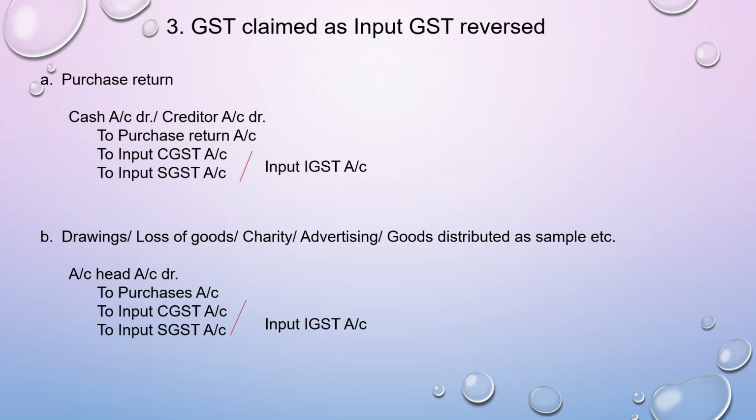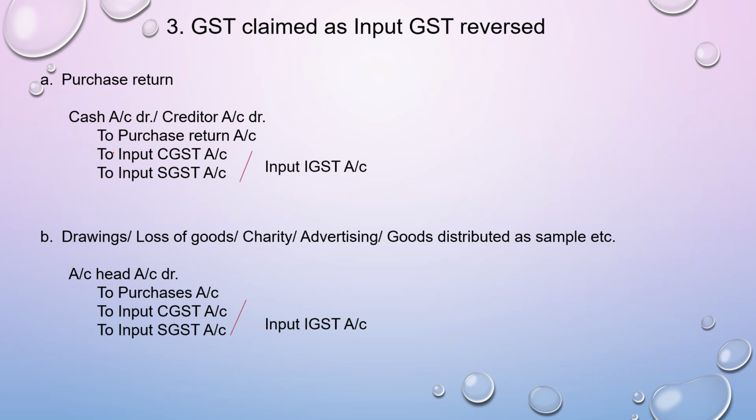Now, we have seen that when GST is paid either on purchase or on expenses, we are allowed to take input credit. But in certain cases, on those input GST you collected, sometimes they will have to be reversed. Those circumstances, we will learn how to pass the journal entries.